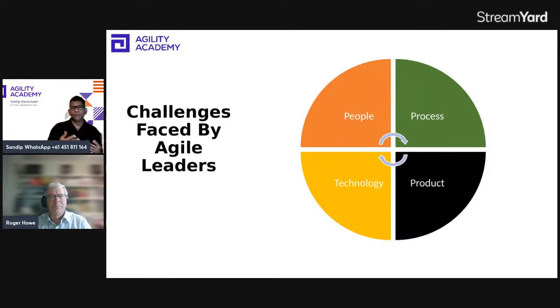Now, when you come and start supporting a team as an agile leader, you need to understand what technology is used and how that can be leveraged to support teams and groups to move faster and deliver those outcomes.